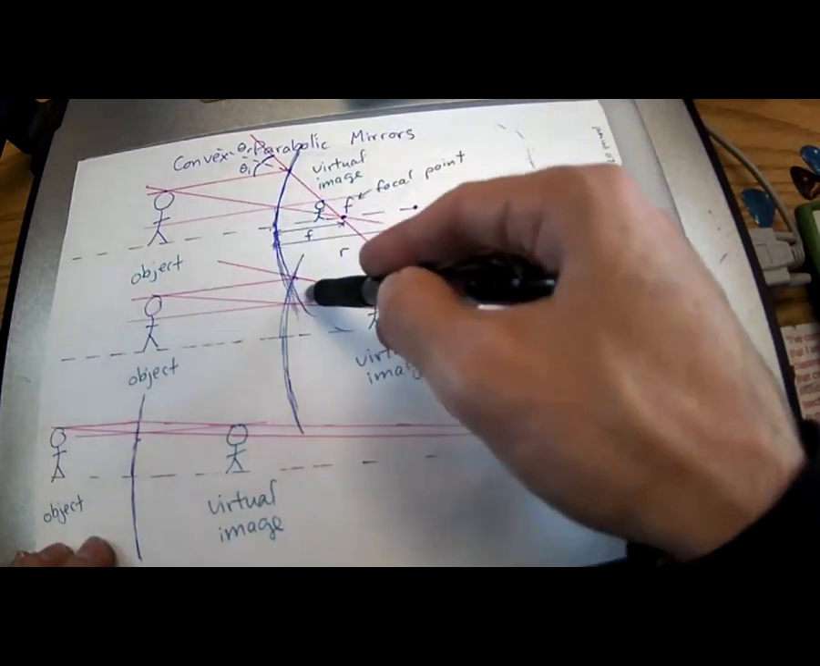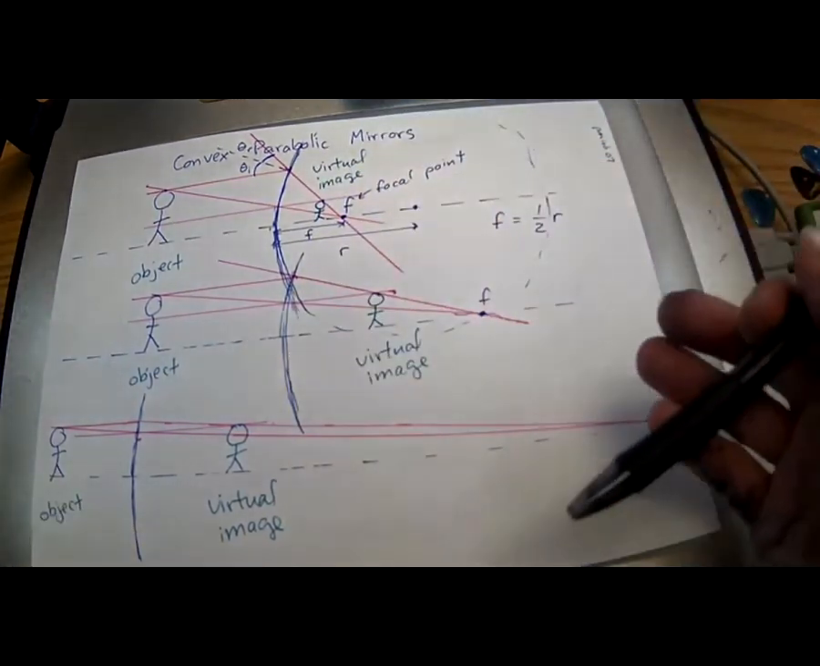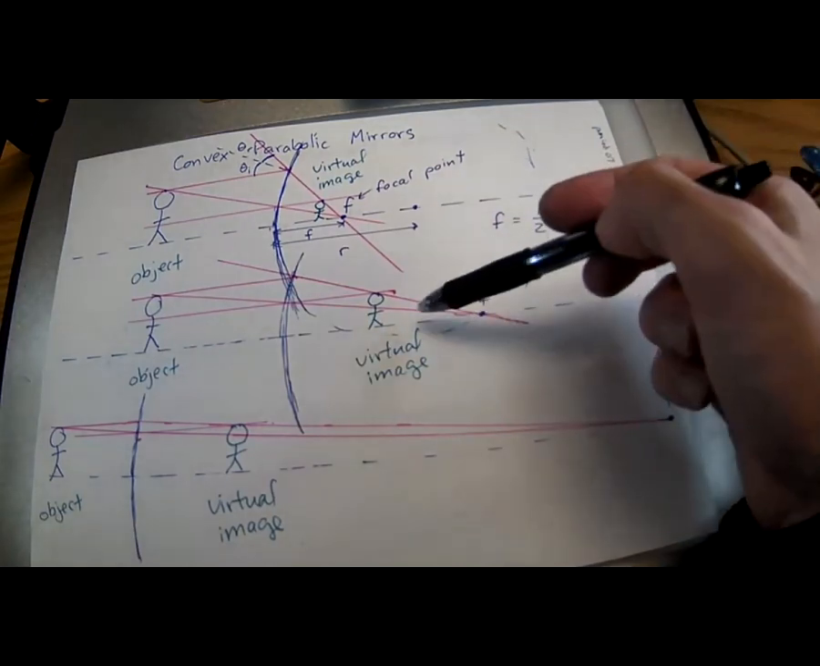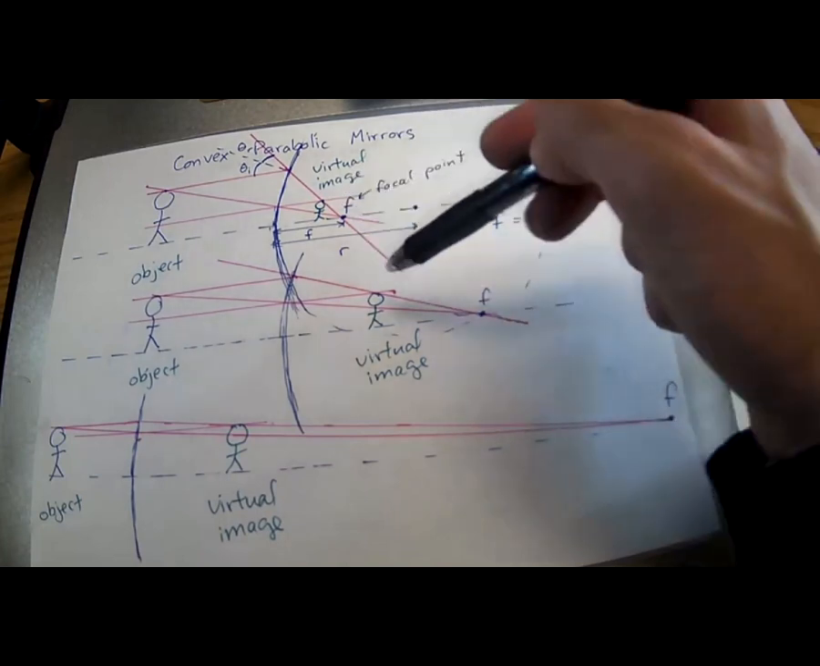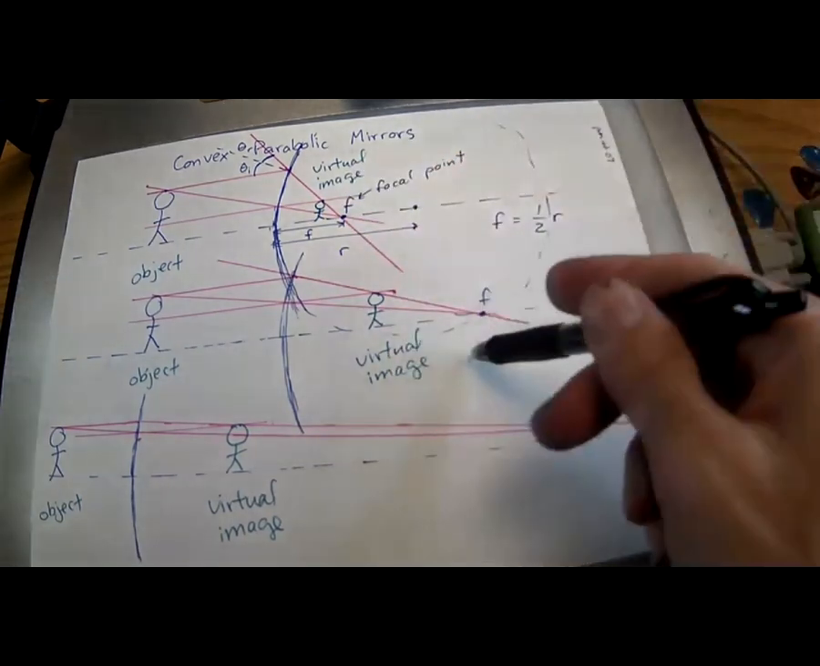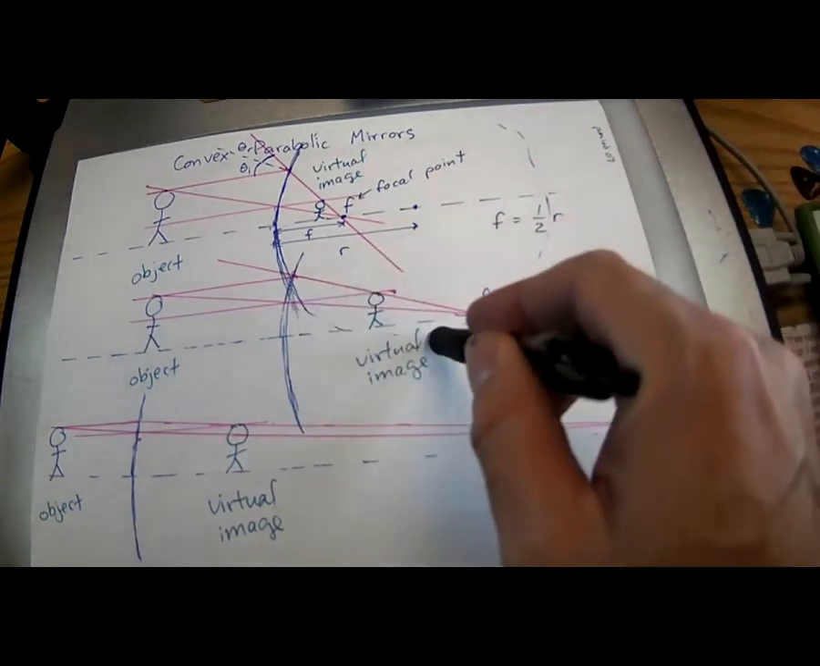Now this is like looking at the backside of a spoon. The second picture is also like looking at the backside of a spoon. In fact, if you guys went home and tried this out, looking at the backside of a spoon, you're always going to see the same thing. You're always going to see an image of yourself that's right side up and smaller than yourself. It'll be called a virtual image because it's on the other side.